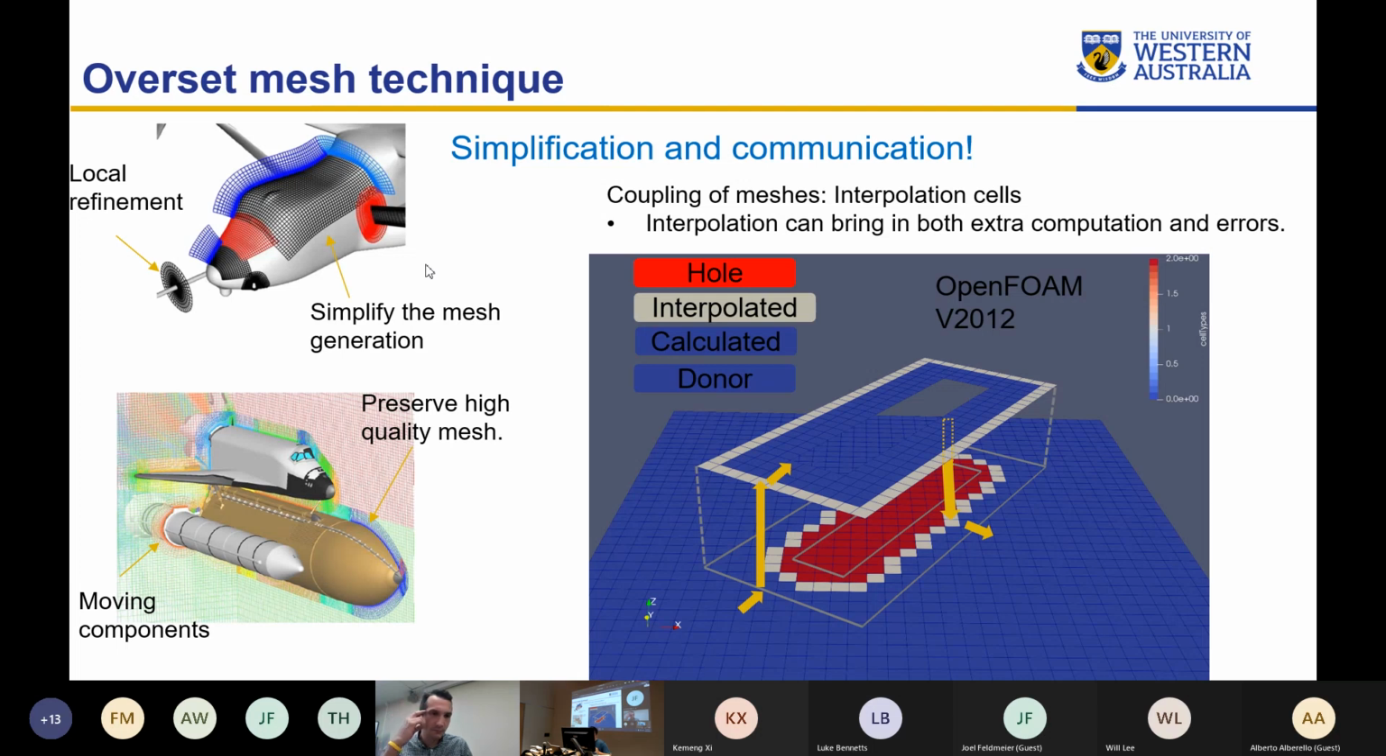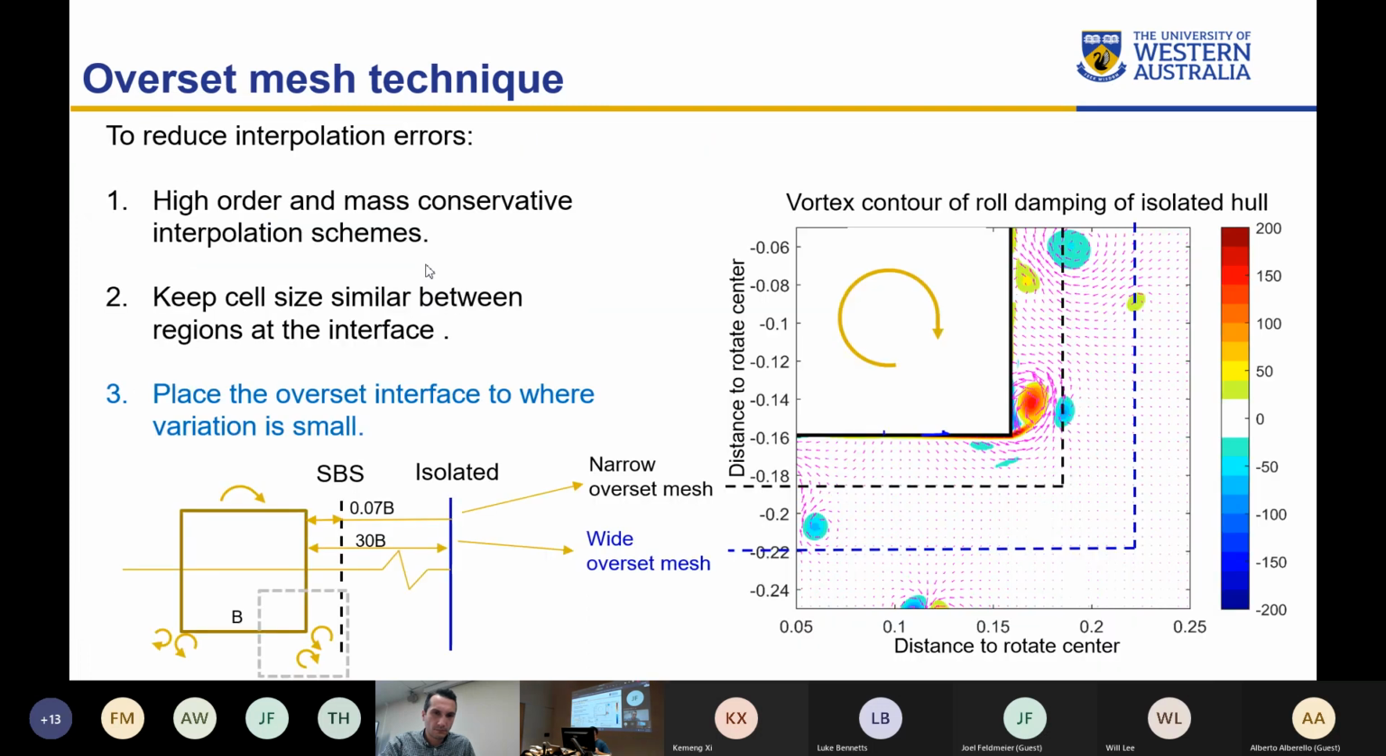So one of the key things for the overset mesh is to find the proper way to interpolate between two meshes. This interpolation will inevitably bring in some errors. To reduce these errors, we can choose high order mass conservation interpolation schemes, or we should make sure the cell sizes are similar between regions at the interface. Or we need to place the overset interface far away from where the variance is large. But that may not be possible for the side-by-side scenario.